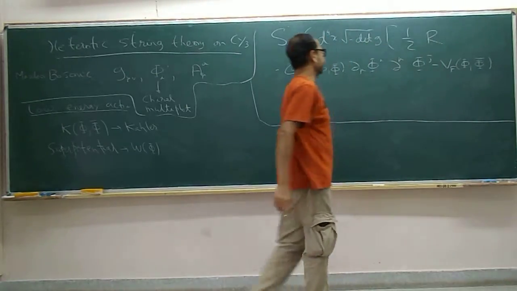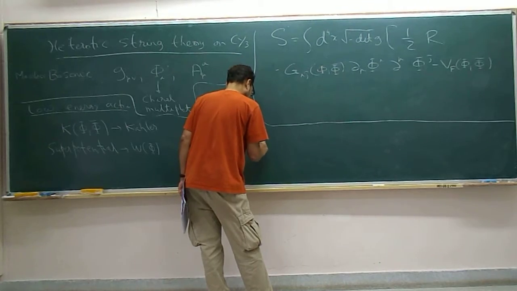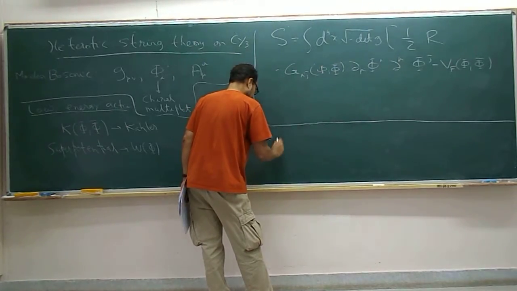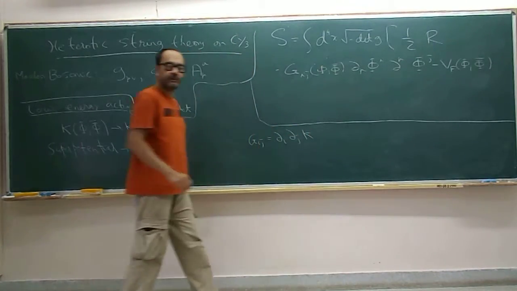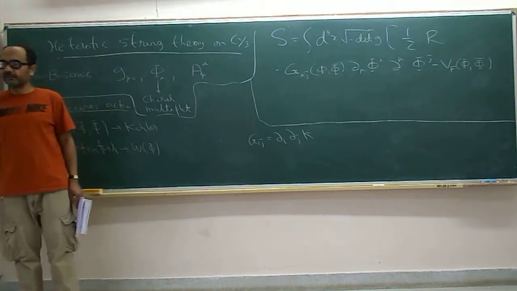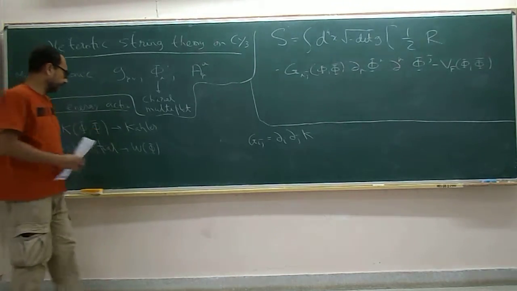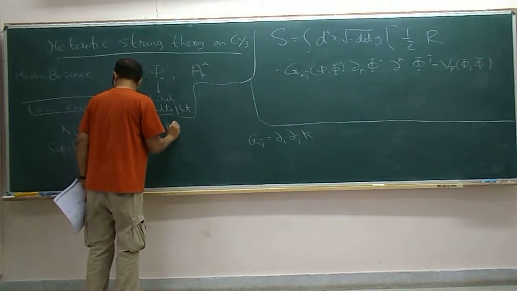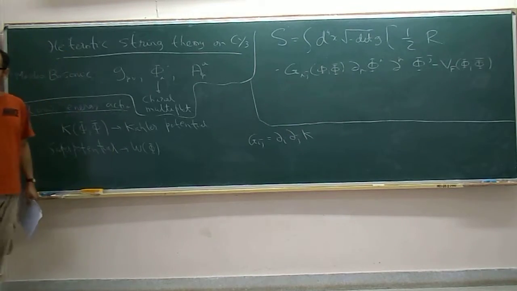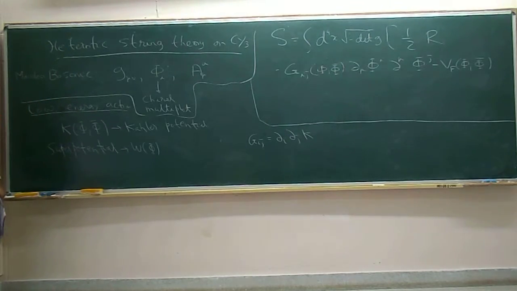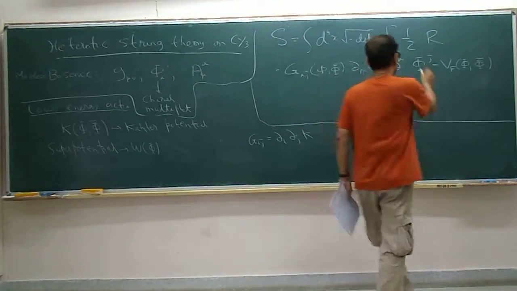Let me now describe what these objects are. So G i j bar is del I del J bar of K. This is the metric in the field space that you calculate out of the Kahler potential K. This is the Kahler potential. Maybe phi bar, meaning phi and phi bar. Phi bar, yes, thank you.